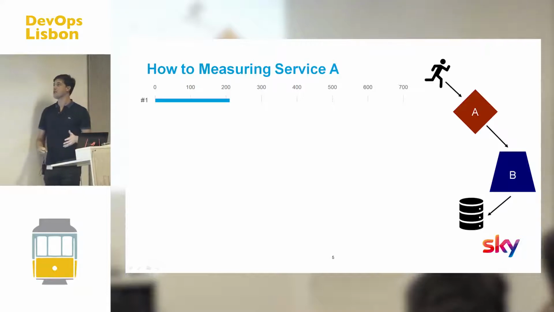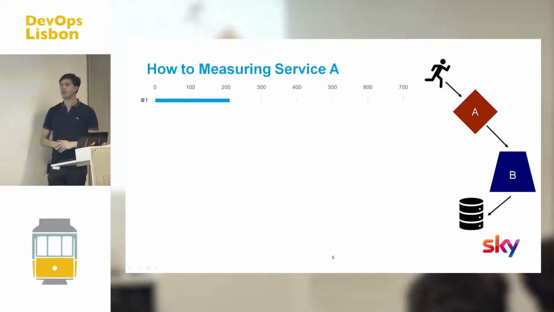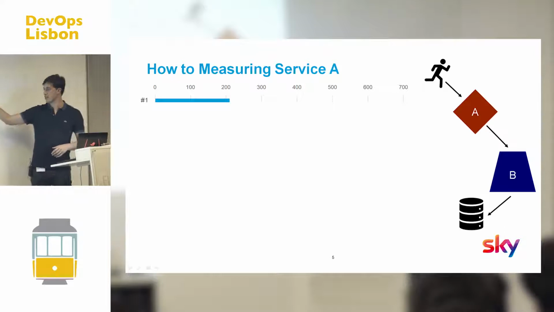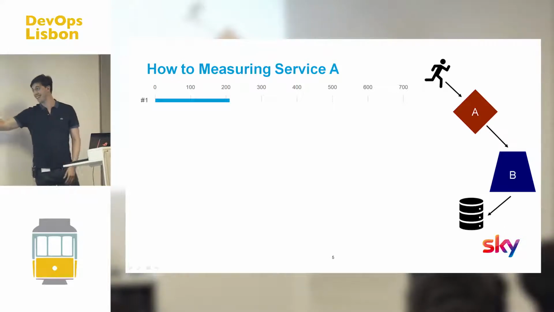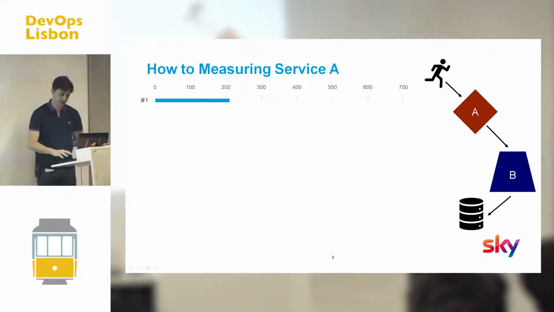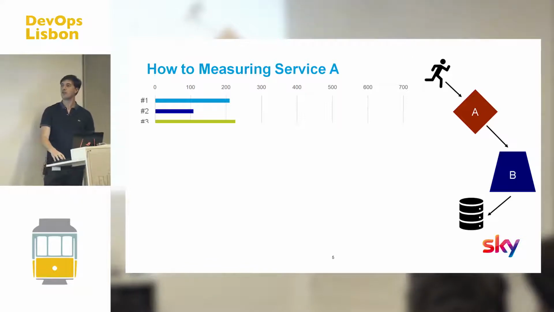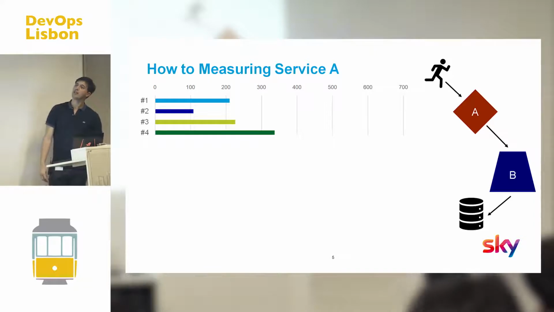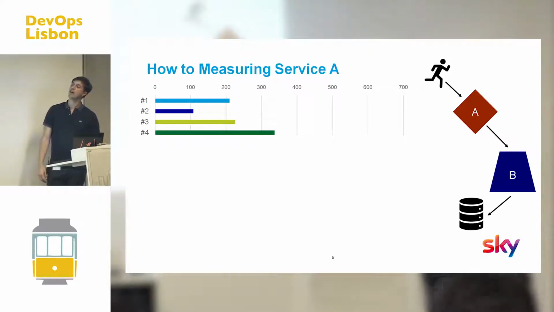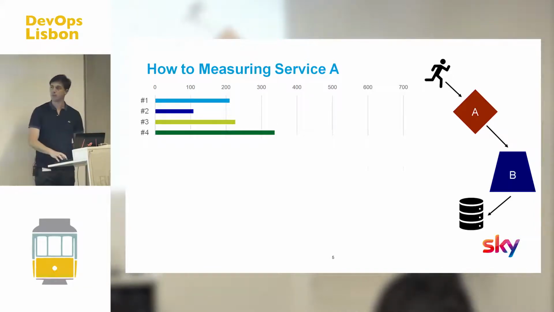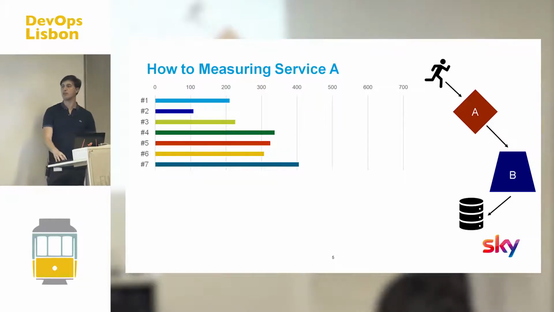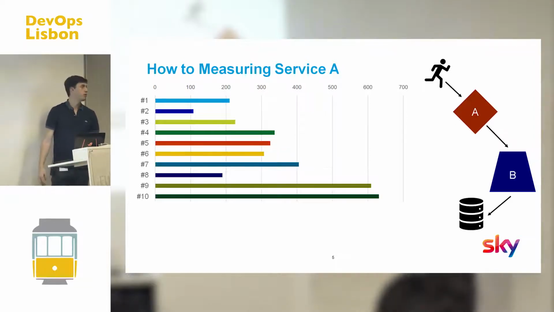We have here our user, which is always on the run. He's calling the REST API on A, which is calling a service B, and then we have a database behind this. It doesn't really matter for the example, but let's have it. And then we have here a bunch of requests. The first request took 200 milliseconds. Then the second was a bit faster. The following requests were a bit slower again, then a bit slower, and then much slower requests.